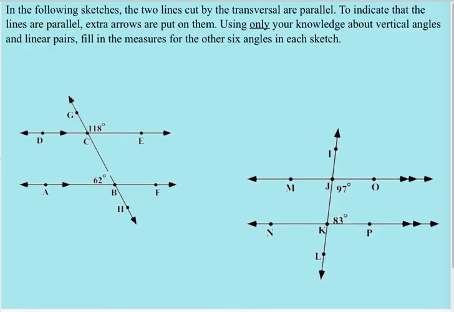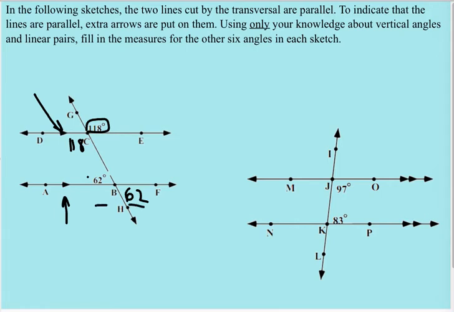So in the following sketches, two lines are cut by a transversal and are parallel. To indicate the lines are parallel, extra arrows are put on them. So this tells me that those two are parallel. Using only your knowledge about vertical angles and linear pairs, fill in the measures for the rest of the angles. Okay, well, this is 118 by vertical angle, that's 118. This is 62, that's 62. These two are a linear pair.